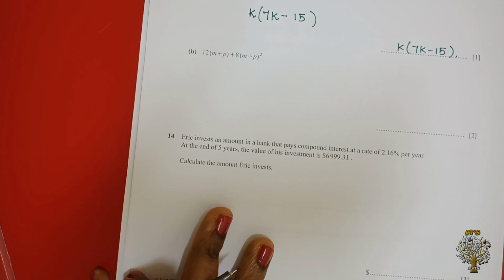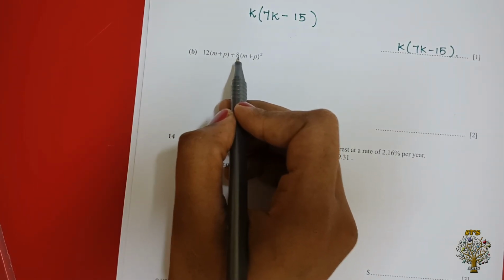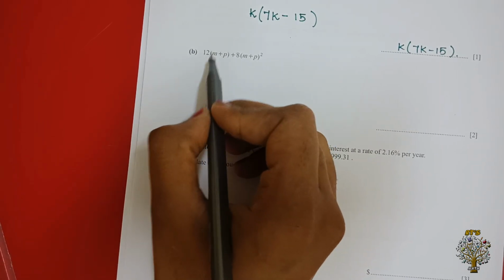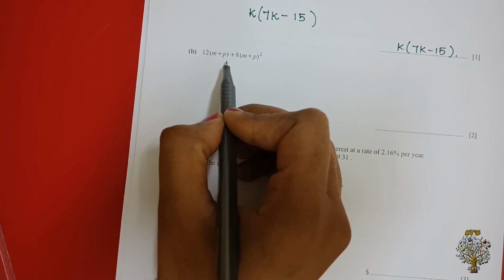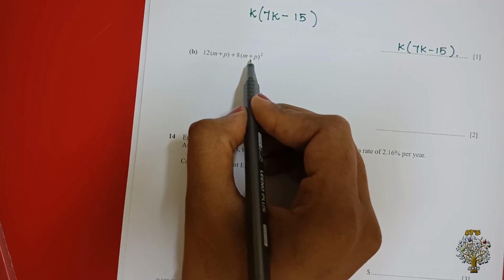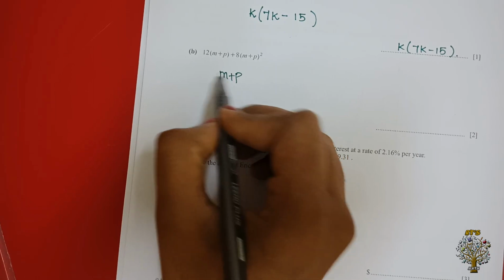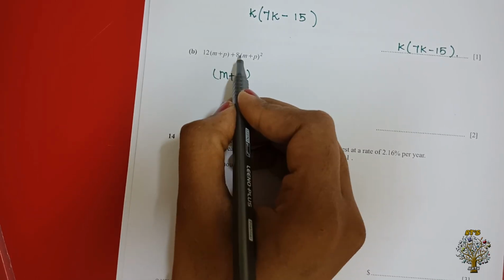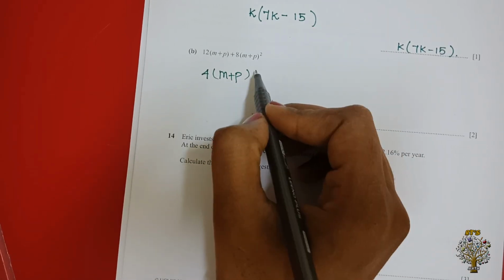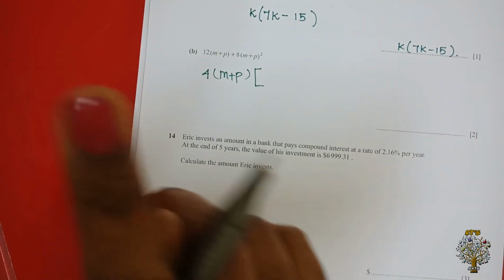B, I'm taking B. 12 multiplied with m plus b plus 8 multiplied with m plus b the whole square. That means this represents as a, the whole expression represents as a single term. I have here one expression, here double of that expression, 2 times, 2 power 2. So I can say m plus b one time, it will come out. 12 and 8, they have a common factor 4. So I'm bringing 4, 4 for the numbers, and for this expression m plus b.